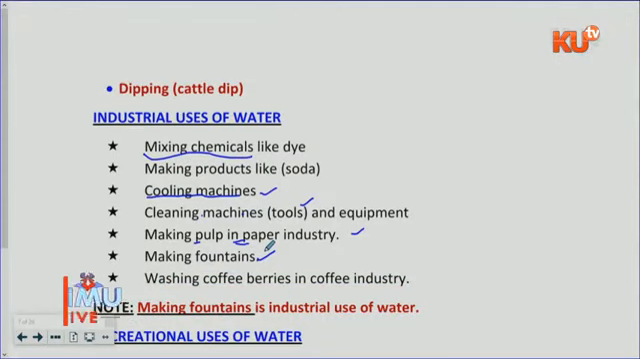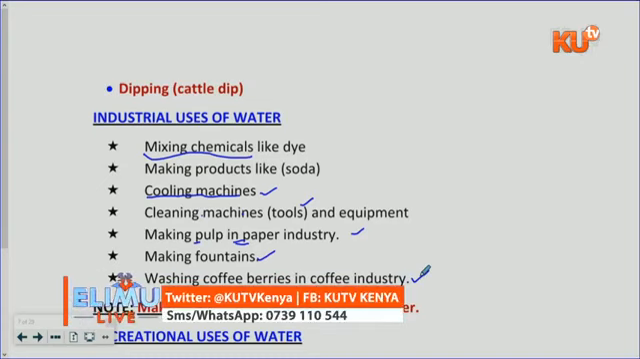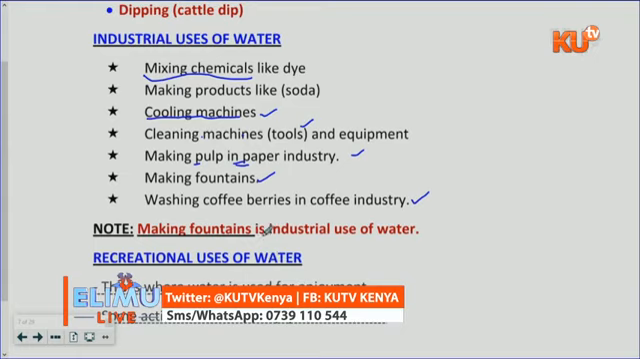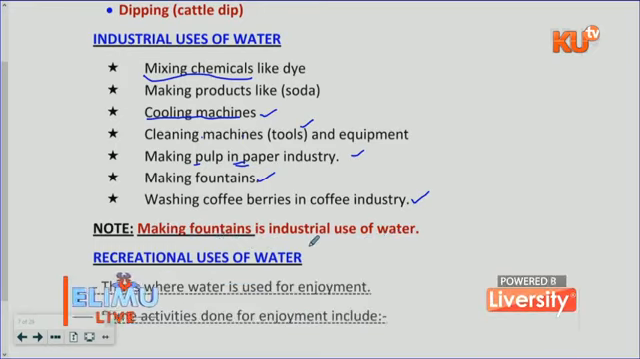The other use of water is washing coffee berries in the coffee industry. Obviously, coffee berries cannot be found in the paper industry. They are found in coffee industries. When they are processing coffee, before they export it, it passes through different categories or processes. And when they are processing it, you'll find that they need to wash it. So they use water to wash everything in it. A point to note is that making fountain is an industrial use of water. Again, I repeat, making fountain is an industrial use of water.